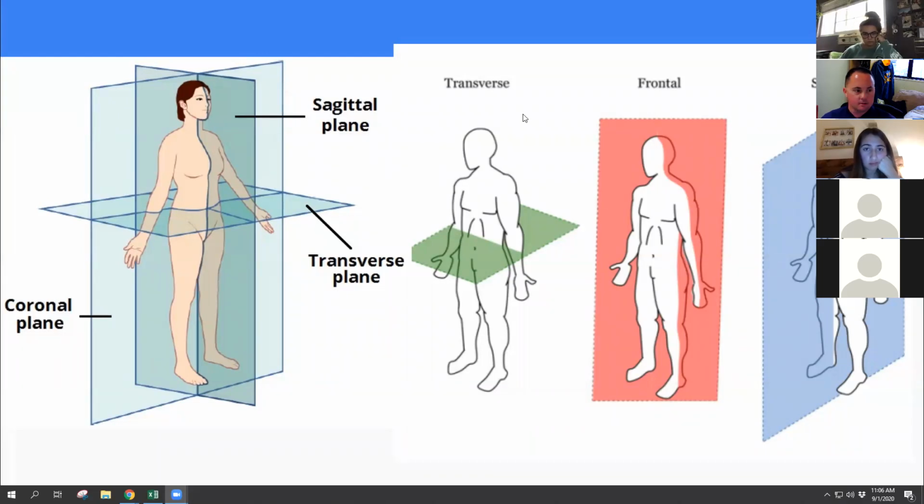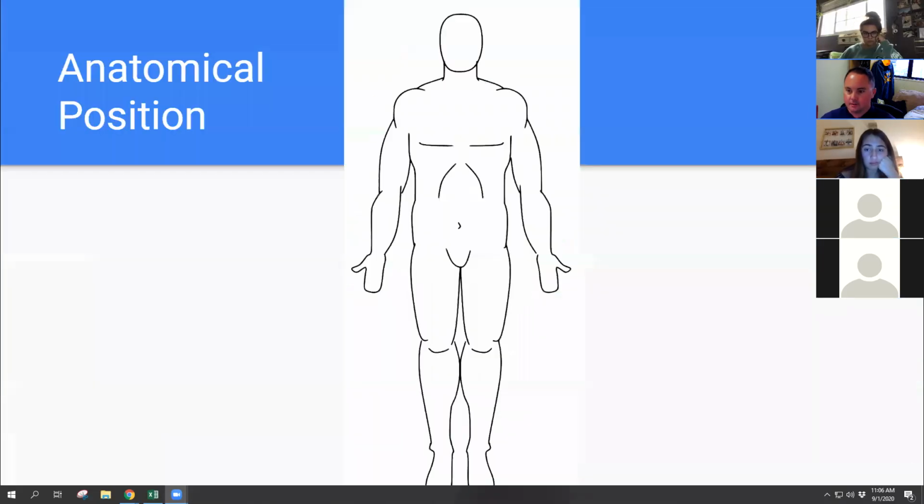So here's anatomical position again real quick, so now you guys can see it. Okay, so that's anatomical position, palms facing forward with the faceless man.